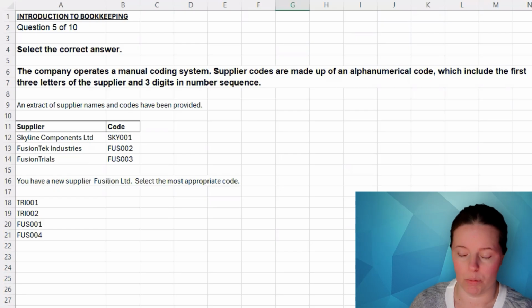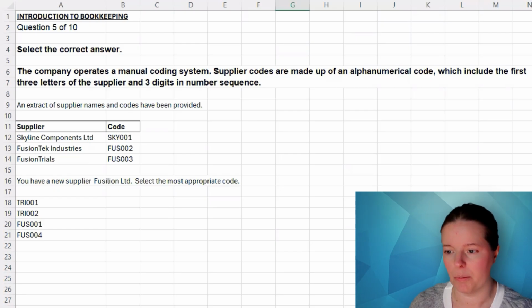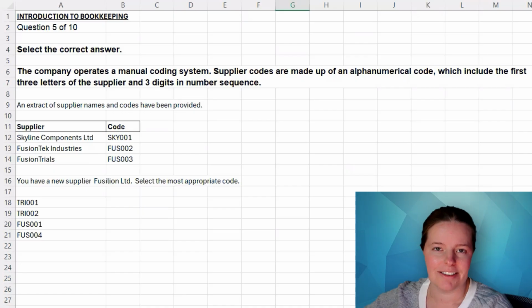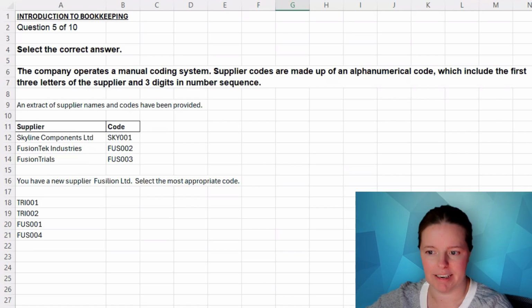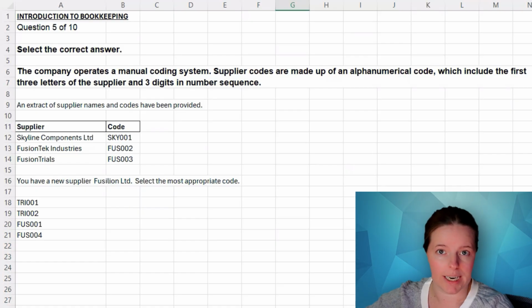So here, again, we're just selecting the correct answer. So the company operates a manual coding system. Supplier codes are made up of an alphanumerical code, which includes the first 3 letters of the supplier and 3 digits in number sequences. So again, make sure that in the exam you read that properly.